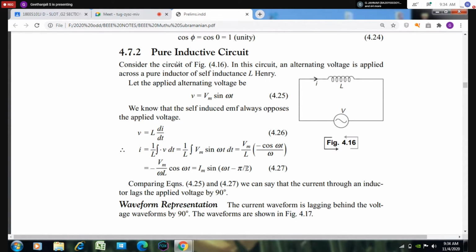So the minus sign indicates that the corresponding waveform lags the reference by an angle of pi by 2. If it is a plus, you can conclude that the waveform is leading with respect to the reference by an angle of pi by 2. Since it is a minus sign, the current waveform is lagging the voltage by an angle of pi by 2. This is the conclusion we obtain from equations 25 and 27. So the minus sign is for the lagging.